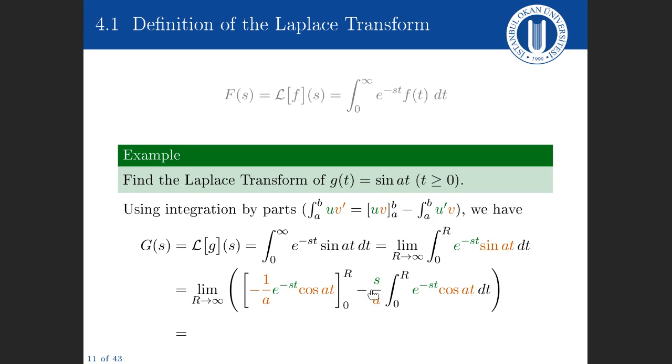And again here, cos at over a. The derivative of e to the power minus st is minus s e to the minus st. We have two minus signs which cancel out.